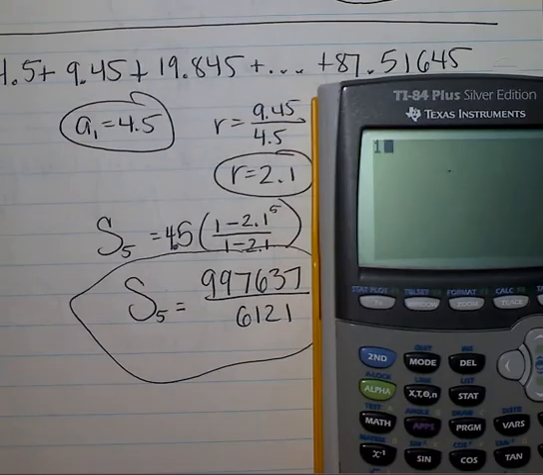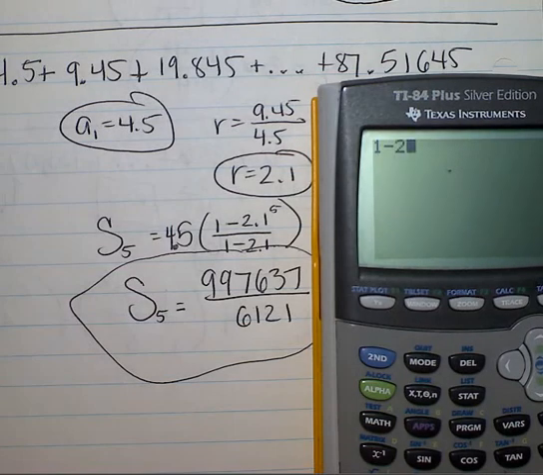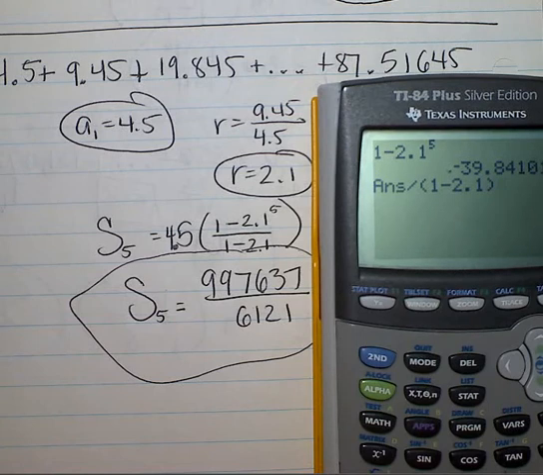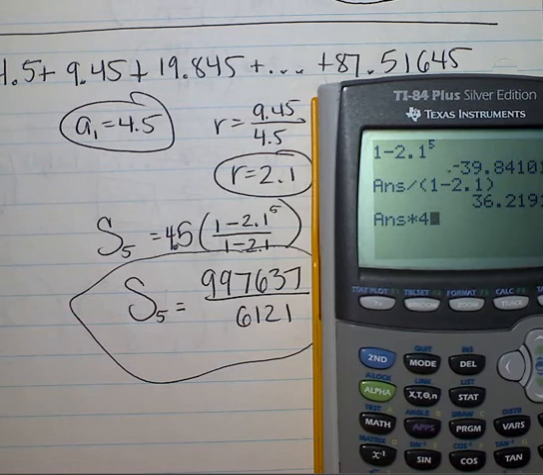Do you have n being 5? Okay, 1 subtract 2.1 raised to the 5th, divided by 1 subtract 2.1. Good so far? Yeah. Times the number outside, which is 4.5. Is this the number you have?